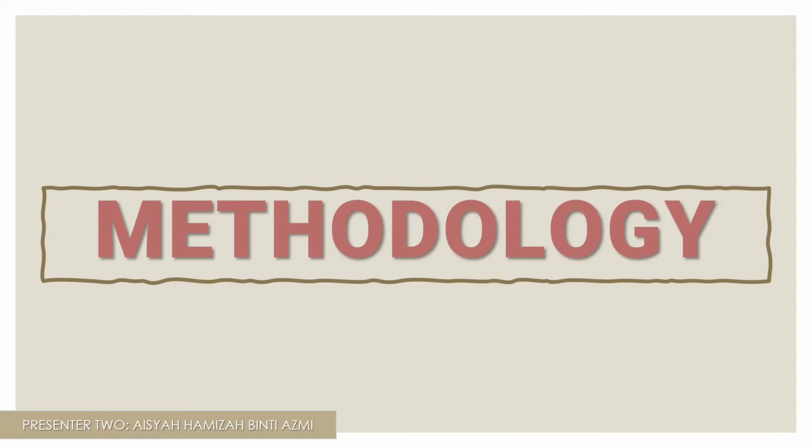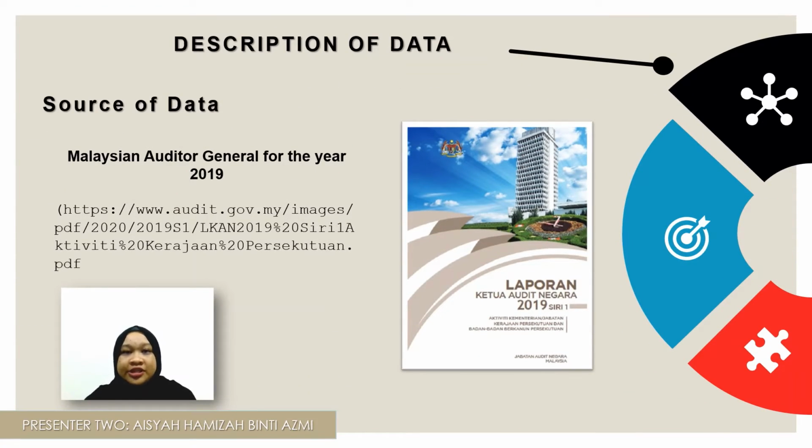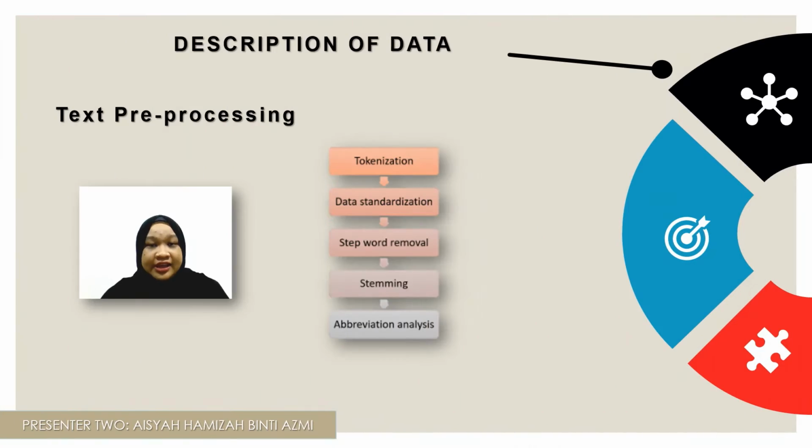Now we proceed to the next chapter, which is methodology. Firstly is the description of the data. For the source of the data, this study uses the Malaysian Auditor General's activity report for the year 2019, which is retrieved from the official portal of the National Audit Department. Next is the text pre-processing. This process includes 5 steps, which are tokenization, data standardization, stop word removal, stemming, and abbreviation analysis.